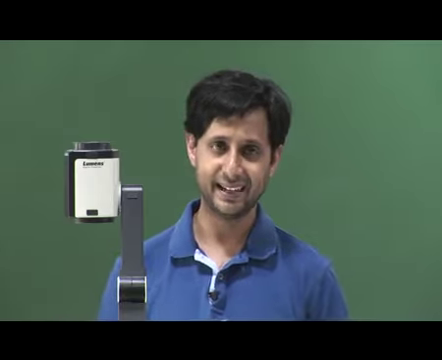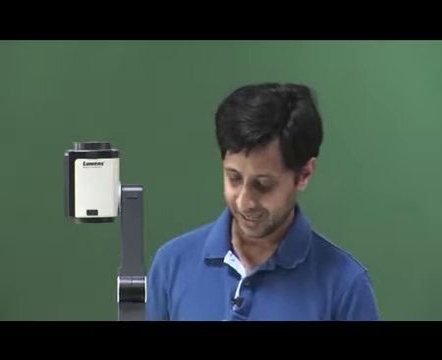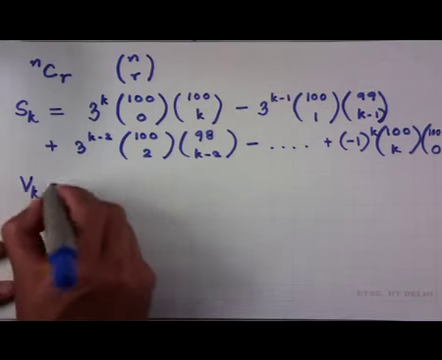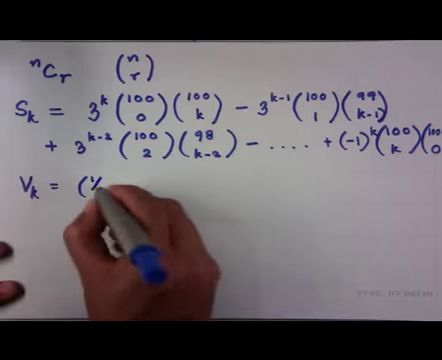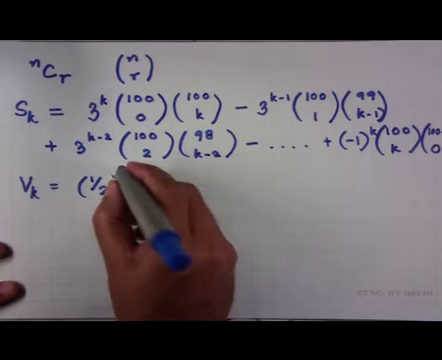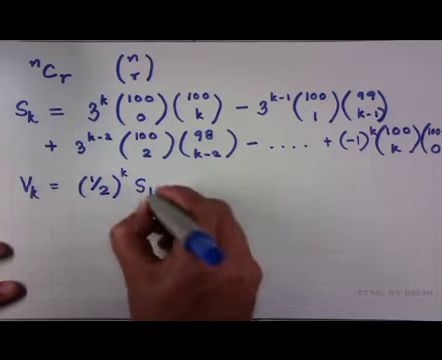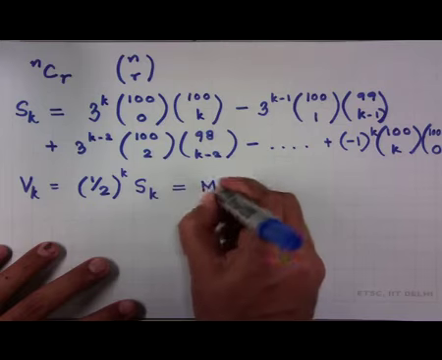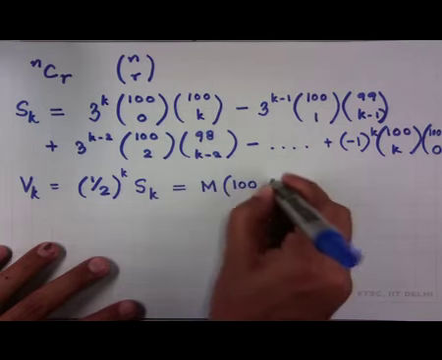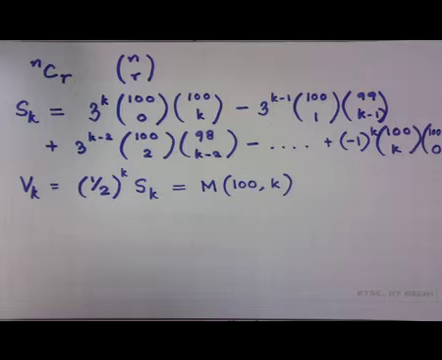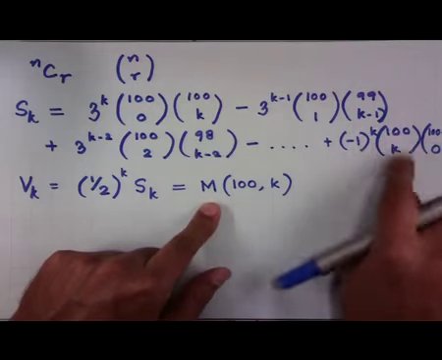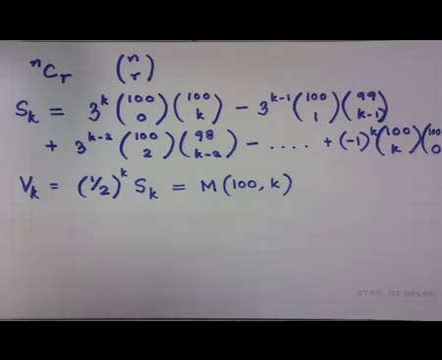It says that Sk is defined as this, and then he makes a further definition. He says that let Vk is equal to half to the power k times Sk, and he is also going to call this as m of 100 comma k. So, this is just his definition. Now, do not get scared, right. This is a function of two variables, 100 and k. You see there is 100 inside. So, that is where the 100 is coming from. Do not worry about it right now.